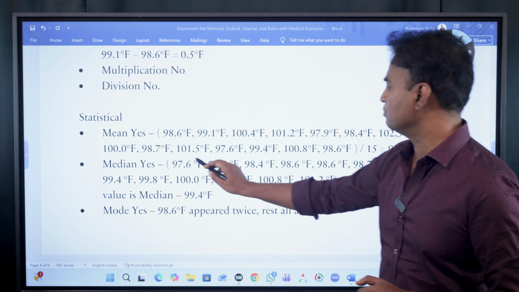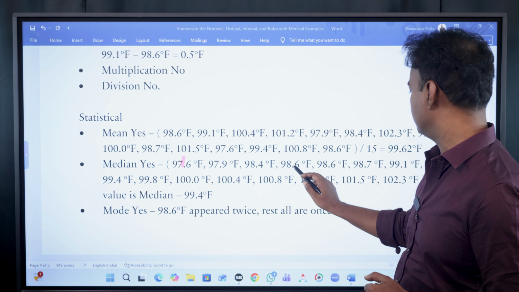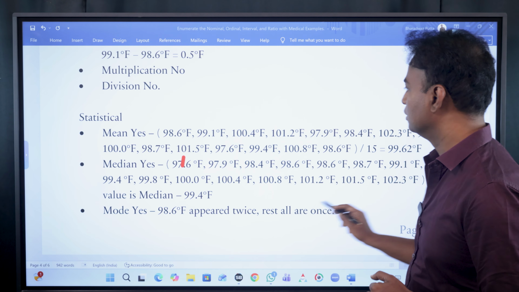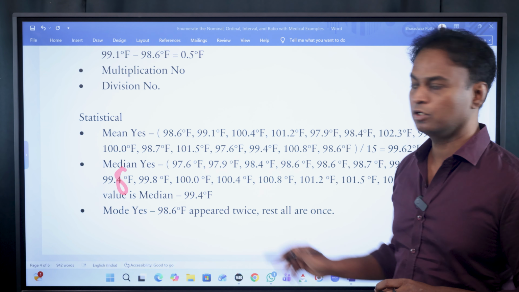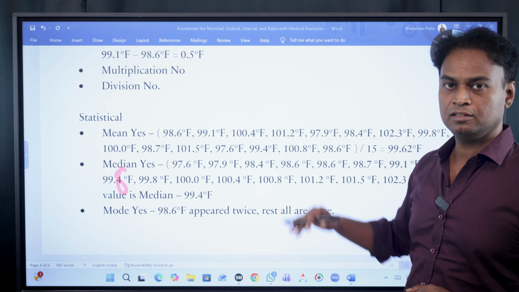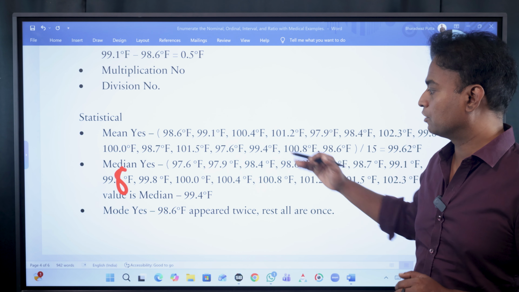Which is the first one? This is the first one, this is the second one, this is the third, this is fourth, this is 5, this is 6, this is 7, this is 8. What is the median for it? 99.4. So you can calculate median for interval scale.